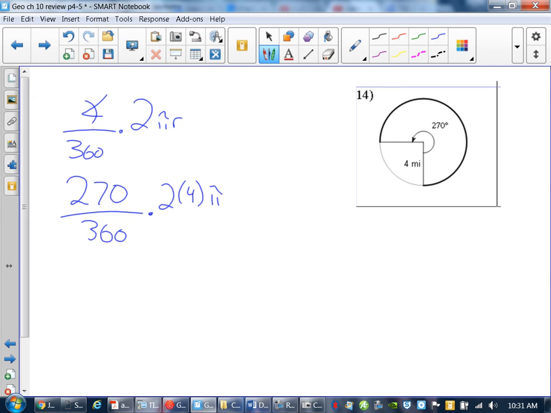And you're right, this does kind of look a lot easier than it should be. Zeros drop, 4 goes into here 9 times. 9 goes into 27 3 times. 3 times 2 is 6, and you get 6 pi. If you have a calculator, you can just put it all in, and it would give you the answer of 6 pi. Yes, ma'am, it is quite literally that quick.